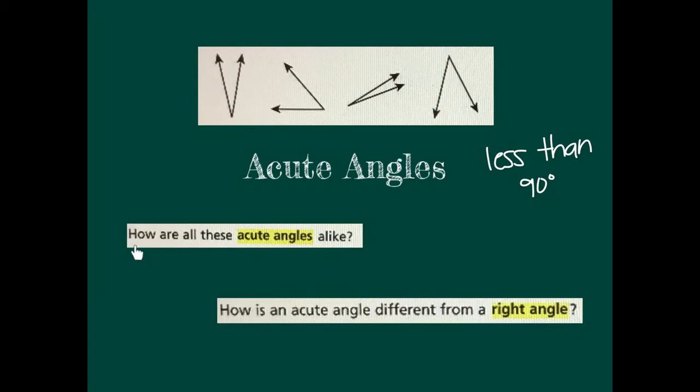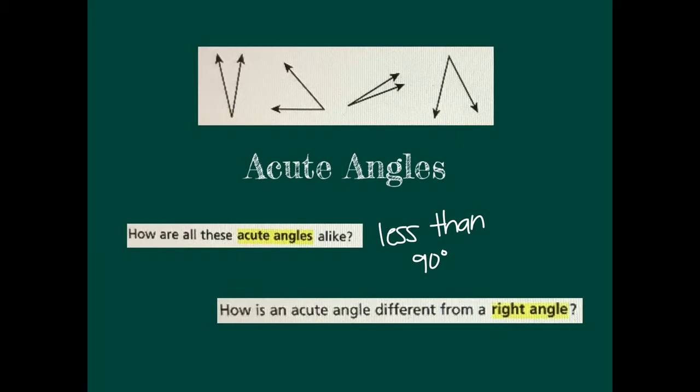Now, we have a couple questions here to answer about acute angles. The first question says, how are all these acute angles alike? So talking about these 4 up here. Well, the way that they're alike is that they are all less than 90 degrees. So that actually answers our question already.